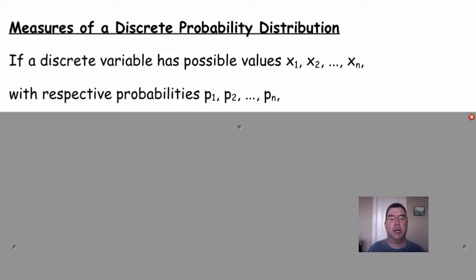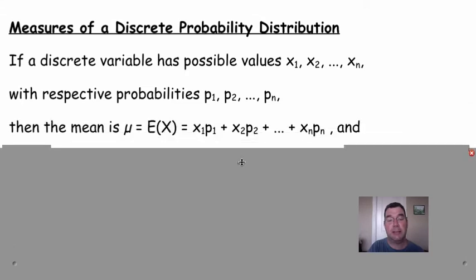All right, we are talking about measures of a discrete probability distribution. Those are ways that you can look at the numbers and summarize what's going on in that distribution. We're talking about a discrete variable that can take on, as I said before, a list of values, and then there are probabilities associated with those x's.